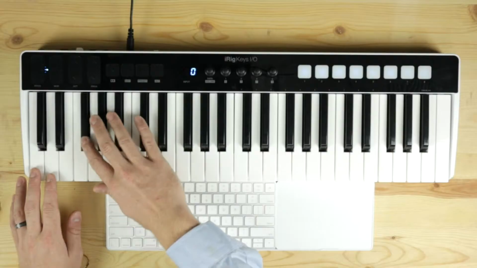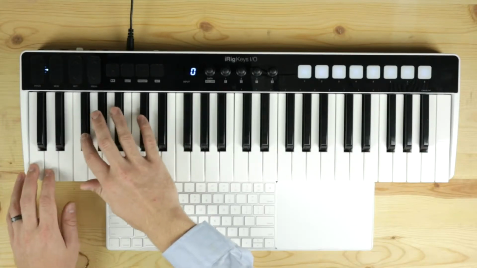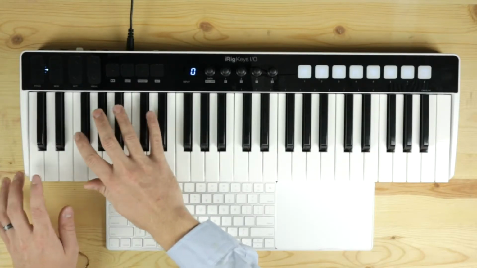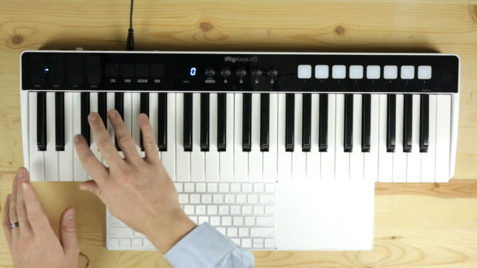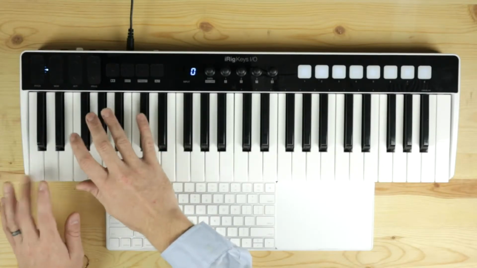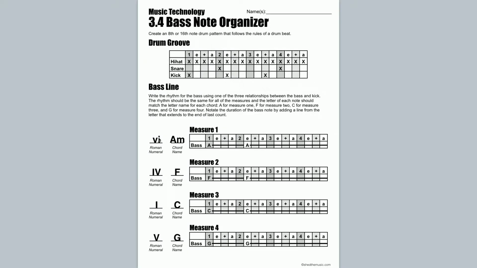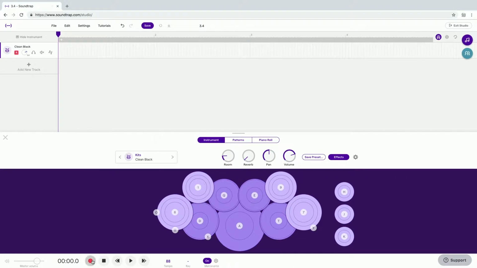So I have 1 E and a 2 E and a 3 E and a 4 E and a 1 E and a 2. Get that in your head. Get it in your fingers. Master it so you don't have to think about it anymore. Alright, I feel pretty confident in that drum beat. Don't need to look at it anymore. And here we go.